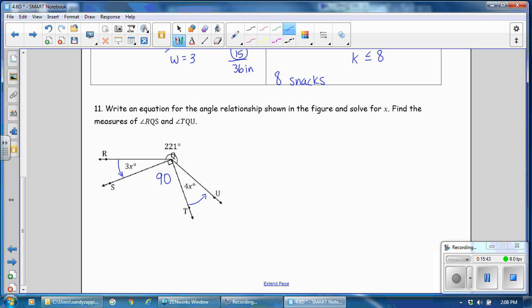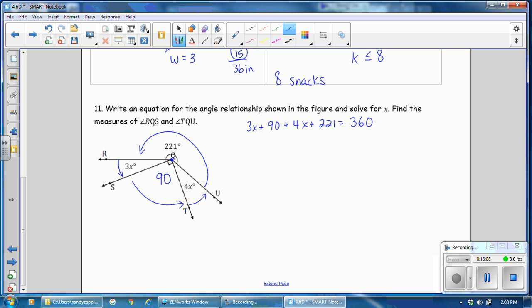But I do see that these are angles on a point. And I know that angles on a point, when you go all the way around a circle, will equal 360 degrees. So their sum is 360 degrees. So I'll start with 3x plus 90 plus 4x plus 221 is equal to 360 degrees.